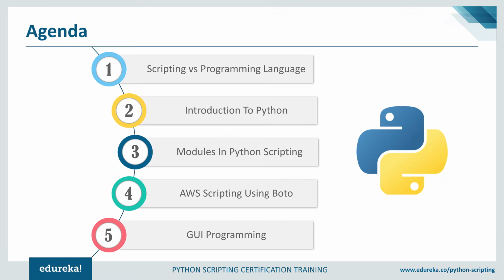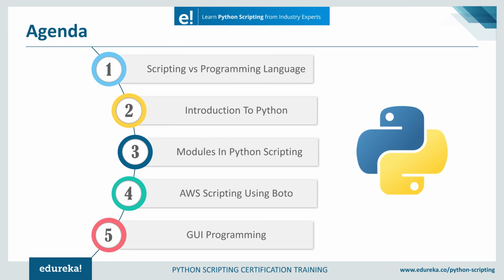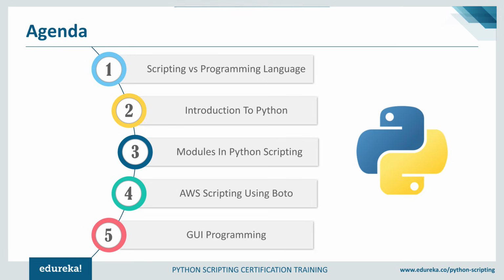So we'll start off this session by first discussing how scripting language is different from any other programming language. After that, we will be discussing Python and the most popular versions that are out there in the market today. Then we will directly jump onto the practical aspects wherein we will learn about different modules in Python, how can you perform AWS scripting using the Boto module.